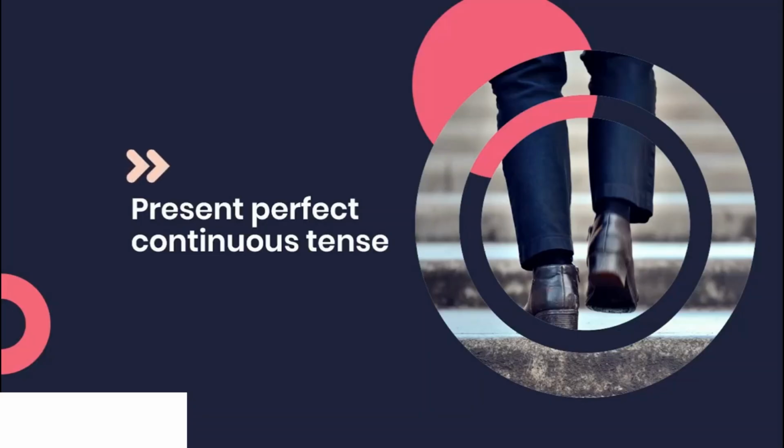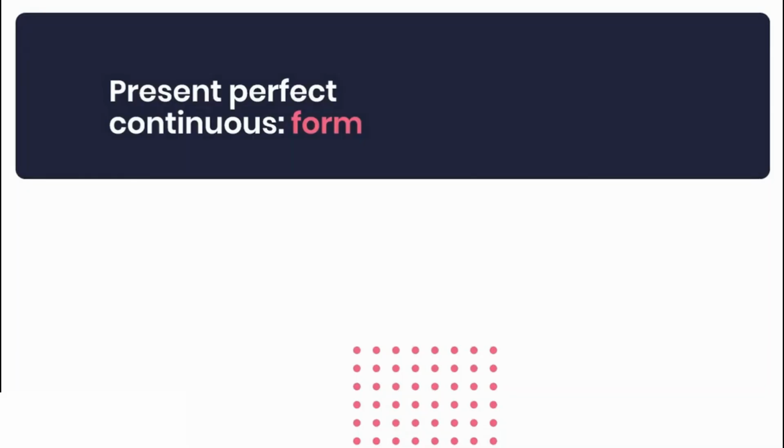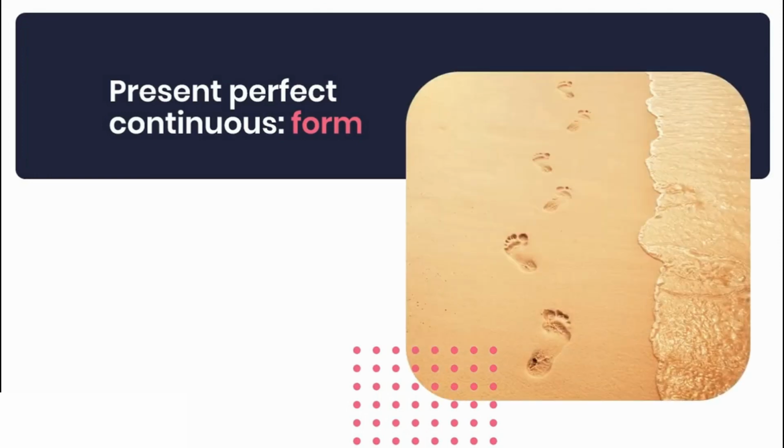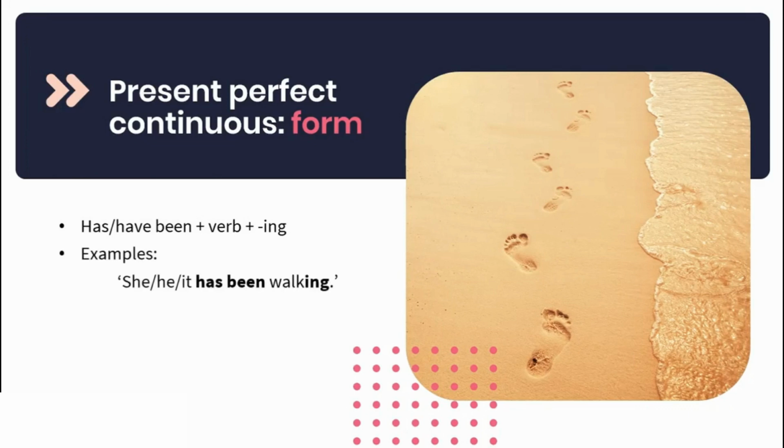Next, we have present perfect continuous tense. The form of the present perfect continuous tense is as follows: has or have been plus the verb plus ing. For example, she, he, it has been walking. I, you, we, or they have been walking.